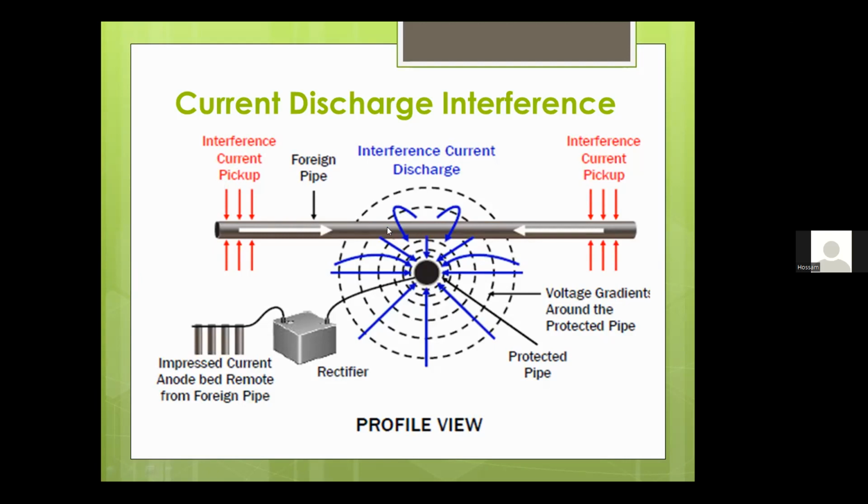So the foreign pipeline located in the cathodic gradient of this pipeline shows interference. This is current discharge interference, or cathodic interference.